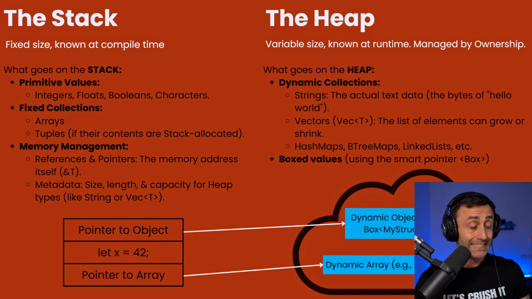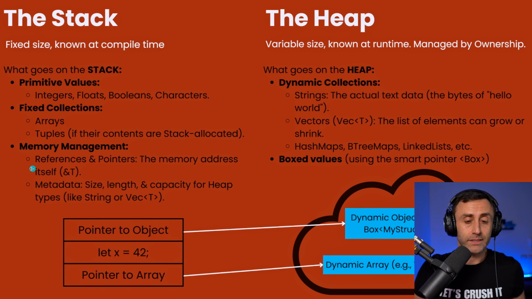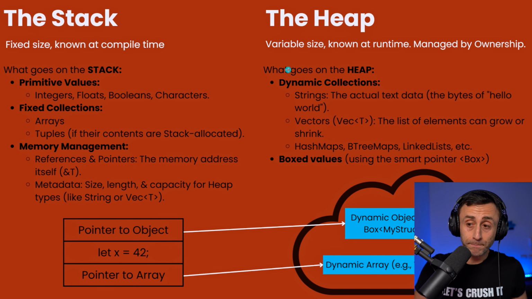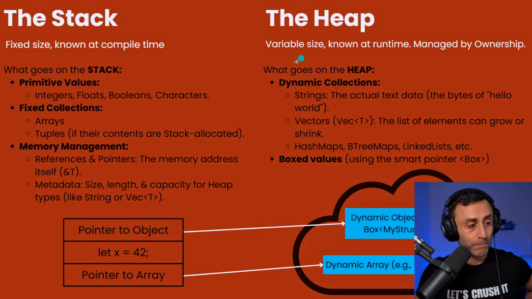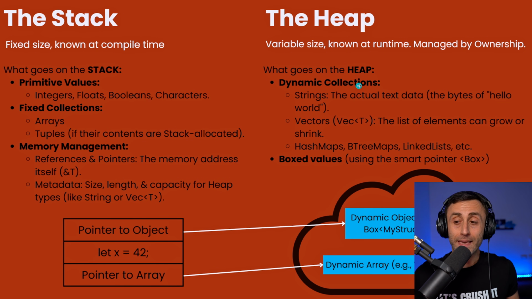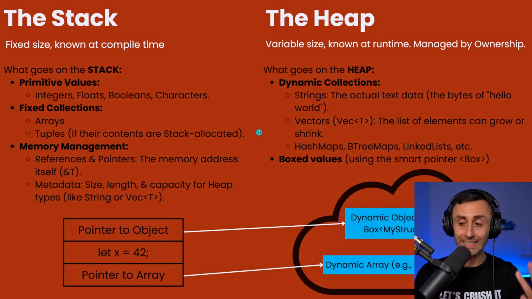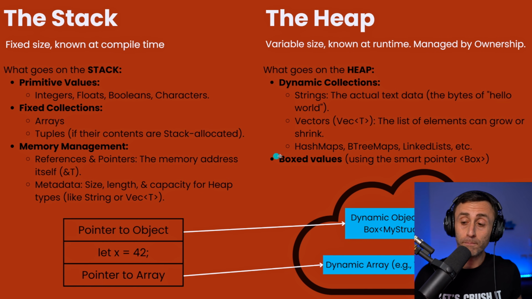Fixed collections, arrays, and tuples, when the tuples have just elements of this type, of course. And also all the pointers, metadata, and things that have a fixed size. The heap, instead, is for elements that have a variable size, known at runtime. And this is owned by ownership. What goes on the heap? There is a spoiler here: dynamic collections, strings, vectors, hashmaps, linked lists, everything that we don't know the size of at compile time, and also boxed values.